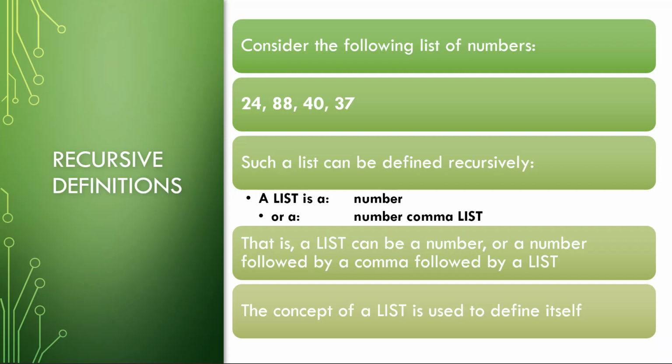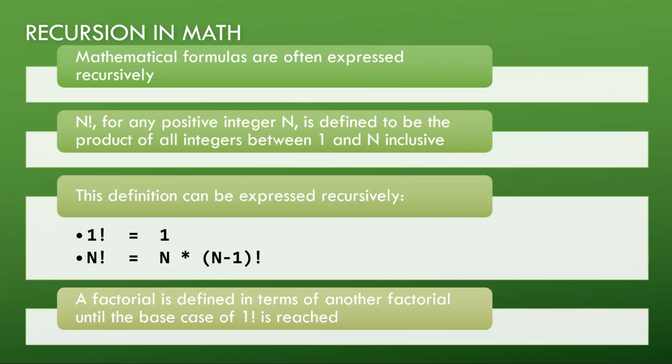Here's an example, stepping back away from code and just thinking of a recursive definition, where you get into what's called a base case and recursive step. Consider the following list of numbers: 24, 88, 40, 37. Such a list can be defined recursively, being very generic: a list is a number, or a number, comma, then a list. So a list can recursively go back to this; it could be just a number, or another number and a comma, but it will end with a number at some point, or it could be only a single number. So it's a smaller definition, which recursively does steps.